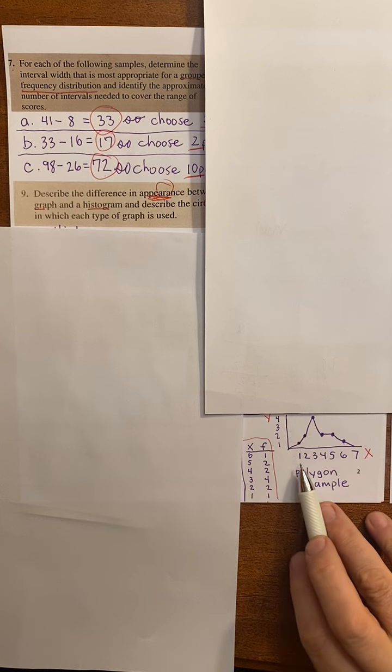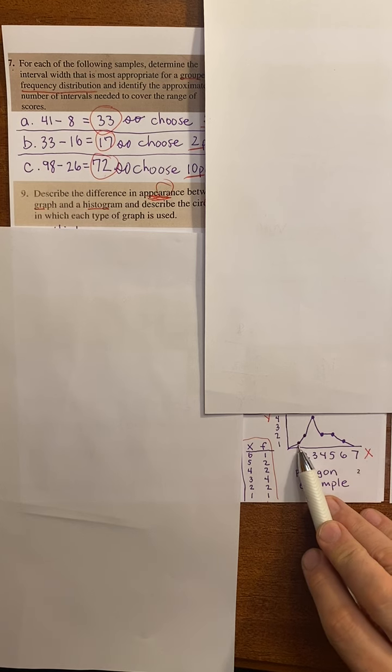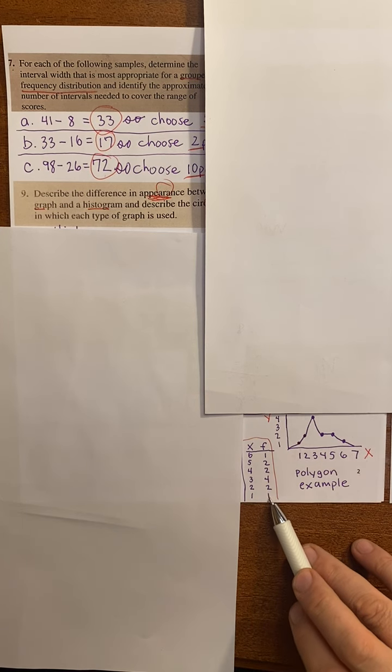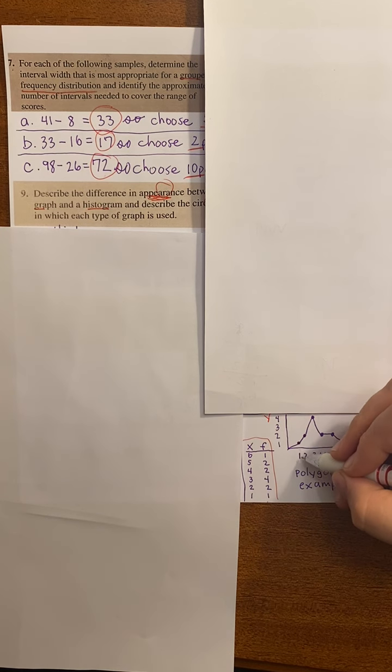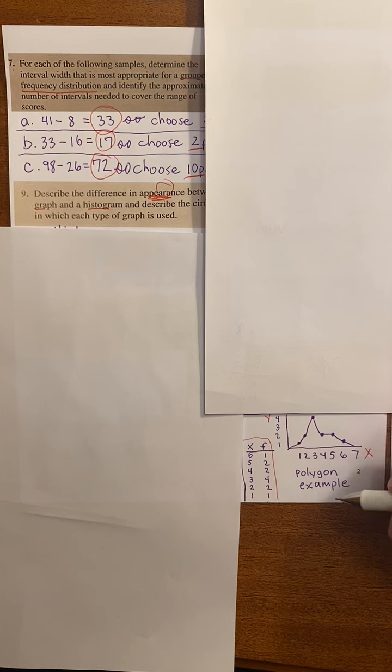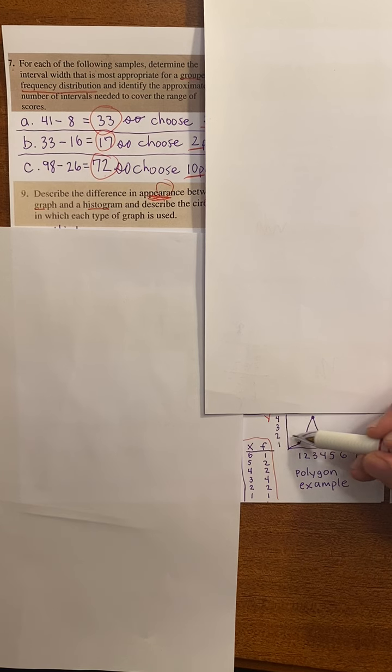So take this 1, for instance. This 1 corresponds to the 1 in the X column. The dot corresponds to the frequency in the F column. It's a 1. And so it's saying there was 1 occurrence of the score of 1. Same thing with 2. It's saying that for the X score of 2, there were 2 occurrences. So the dot is saying that's where we're at on the Y-axis.